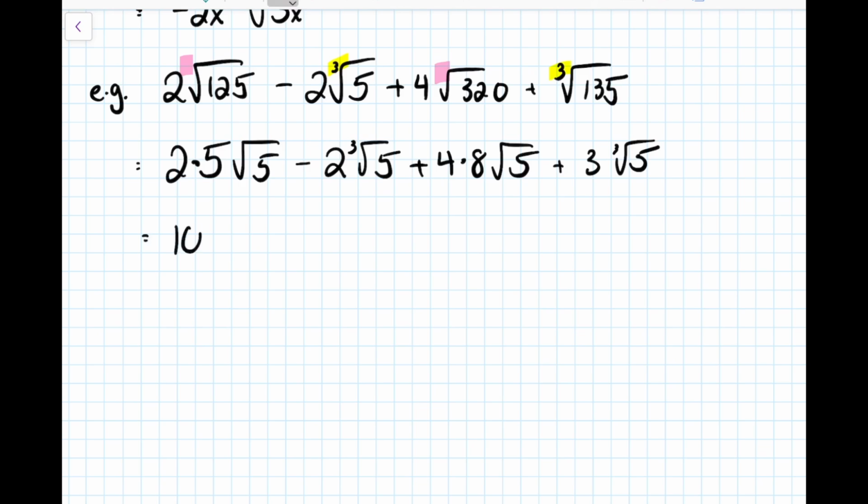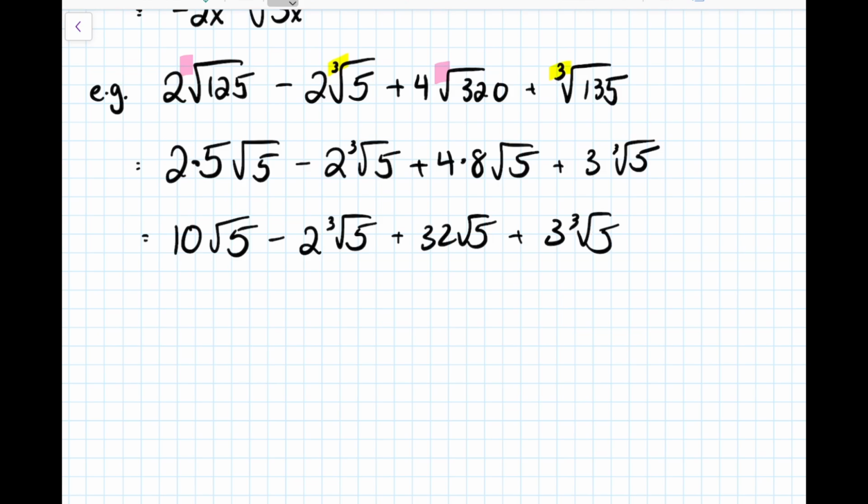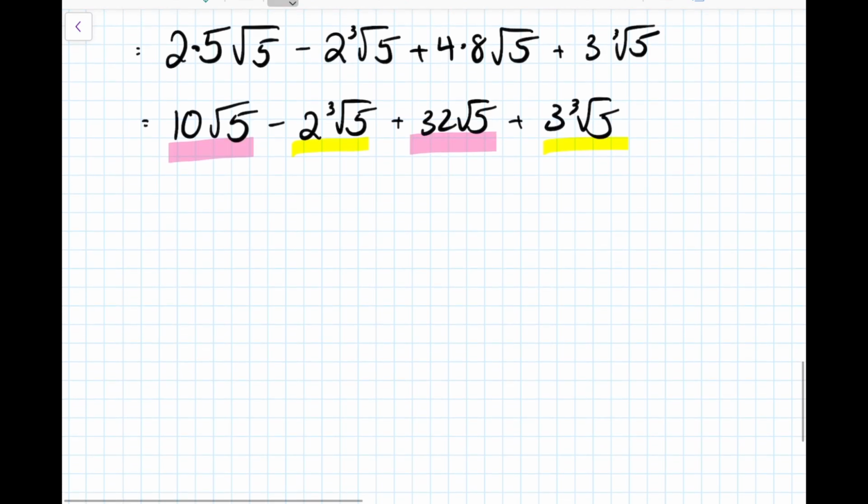So when we simplify this, we end up with 10 root 5 minus 2 cube root 5 plus 32 root 5 plus 3 cube root 5. And so I can combine those 2 cube roots together because they're both cube roots 5s. And I can combine both those square roots together because they're both square roots 5s. So the 10 and the 32 gets me 42 root 5. And the negative 2 and the 3 just gets me cube root of 5.